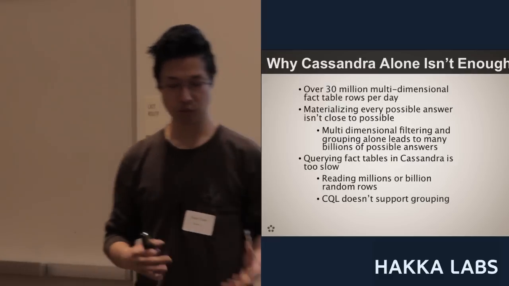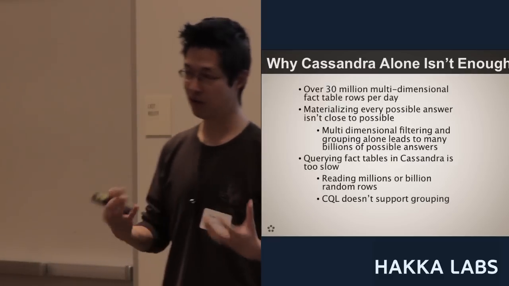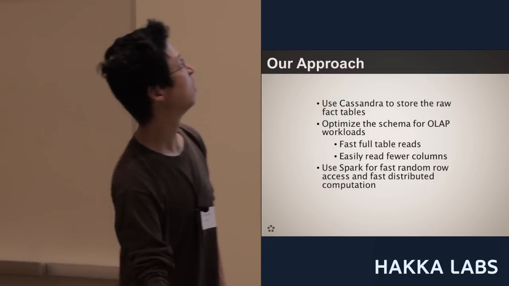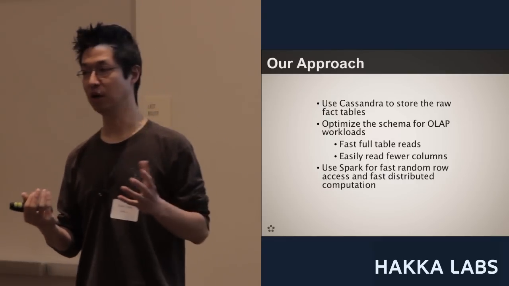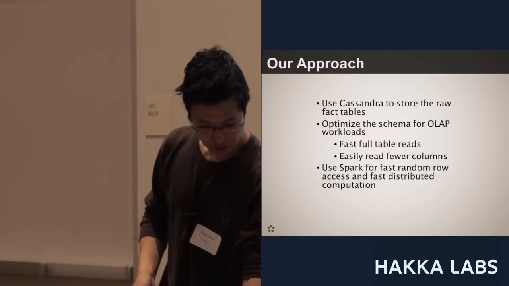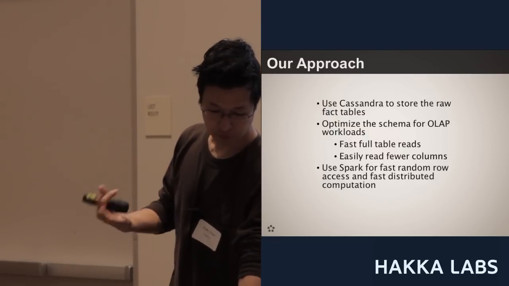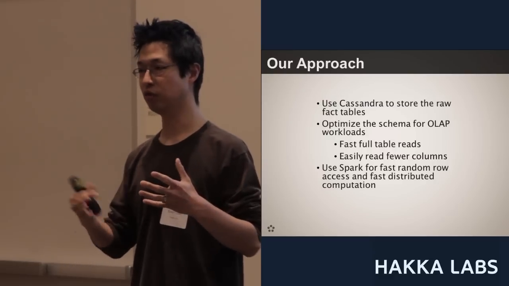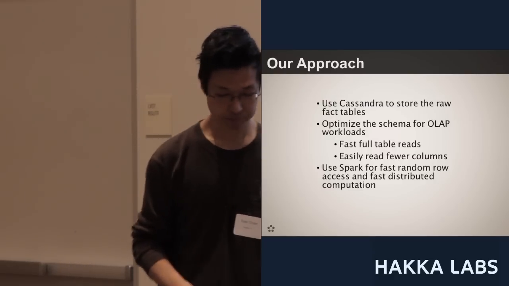So our approach is we use Cassandra to store the raw fact tables, and then we optimize the schema for OLAP workloads, meaning for very high throughput. And we can read over a subset of tables. And then we use Spark to do the fast in-memory kind of aggregation.